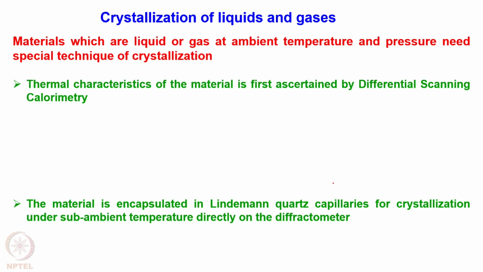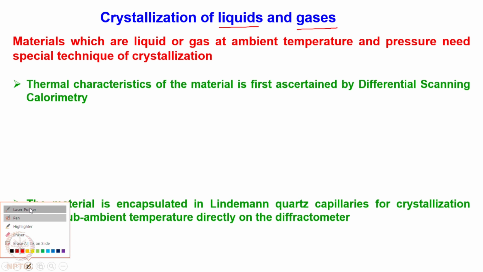We may have to crystallize materials which are liquids or gases at ambient conditions. To do so, one has to use complementary techniques to know their crystallization and solidification behavior. To do that, one has to carry out differential scanning calorimetric experiments to see the behavior of that particular compound on heating and cooling.